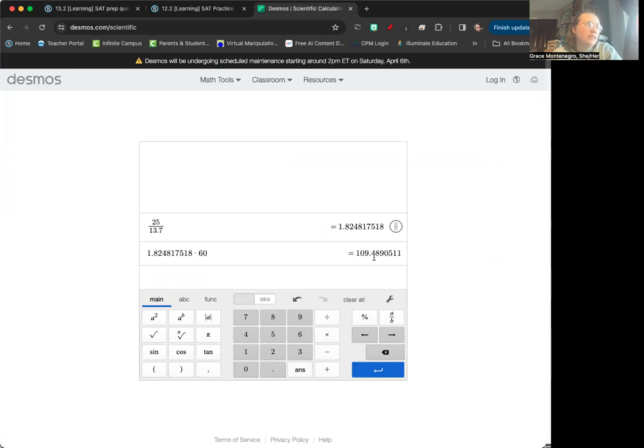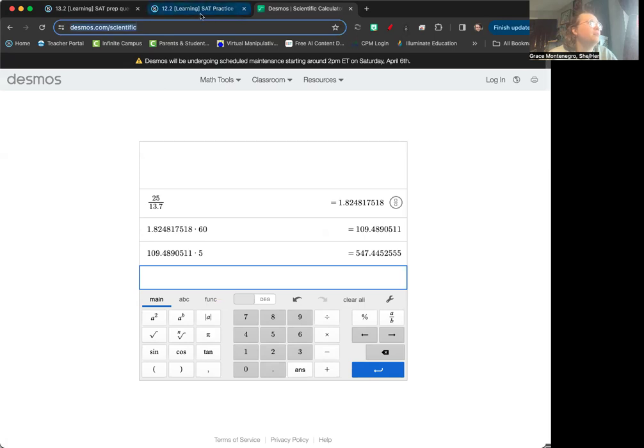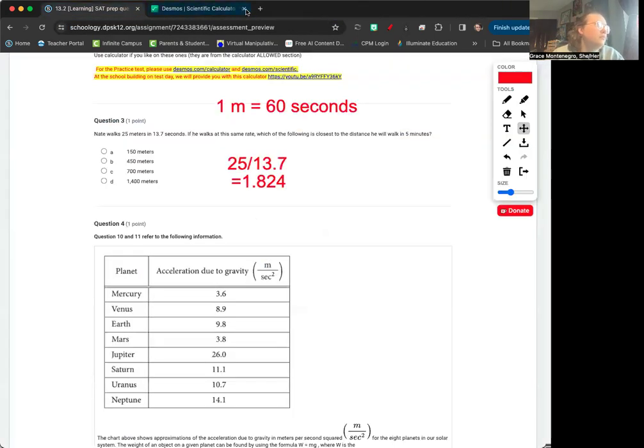In 5 minutes, that's 547. So which is the closest? 450. Might have gotten thrown off. You might have thought 547 is closer to 700. It's not. Or you might have gotten the unit conversion wrong.